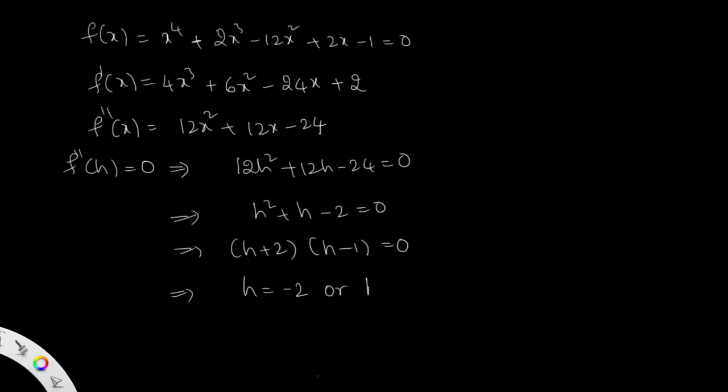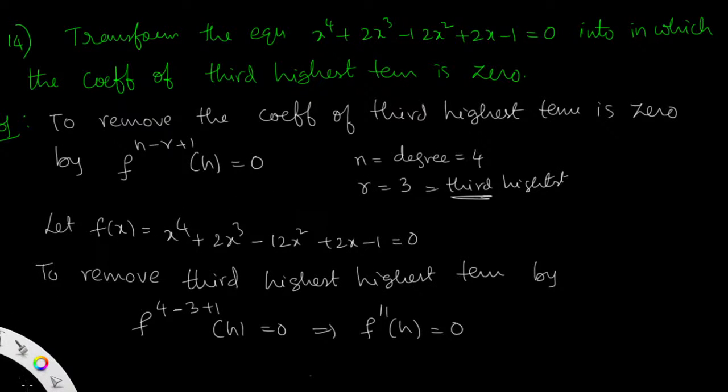So what is the condition to eliminate this term? The formula is f to the power of n minus r of h equal to 0. Here n is the degree of the equation, h we have to find, and r means the third highest term. In the question it is given third, so r equal to 3. Substitute n equal to 4, r equal to 3, so f to the power of 2 of h equal to 0.